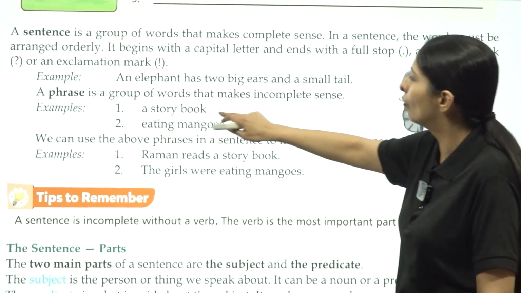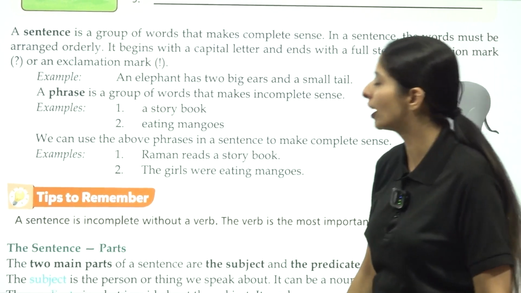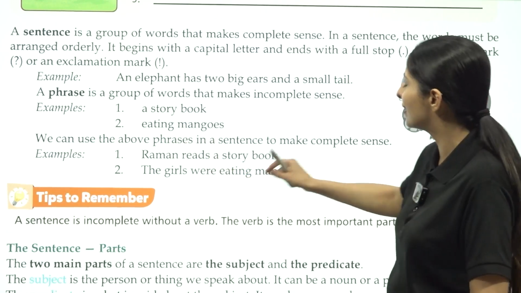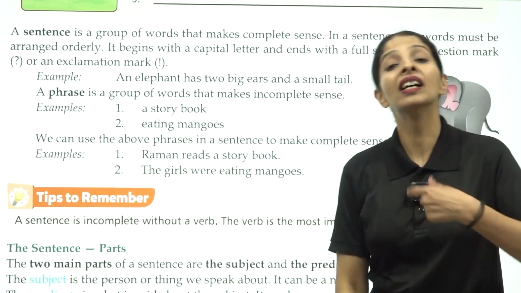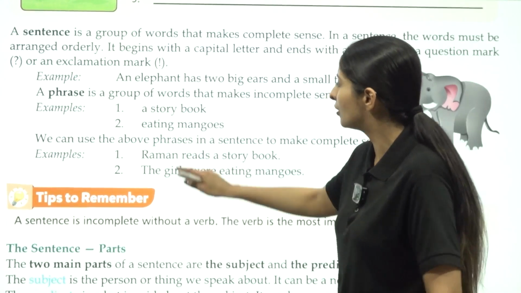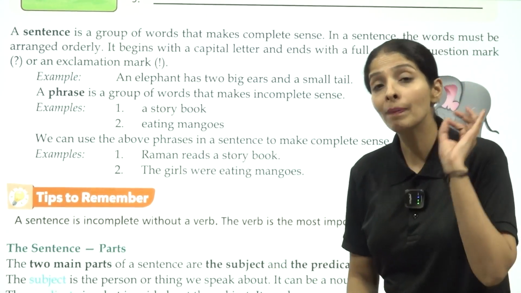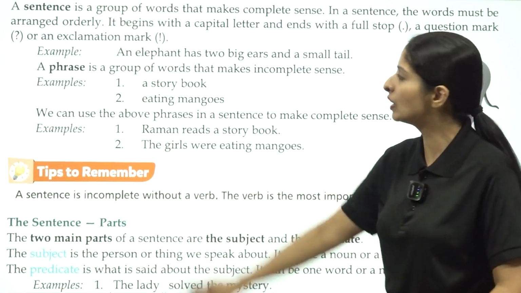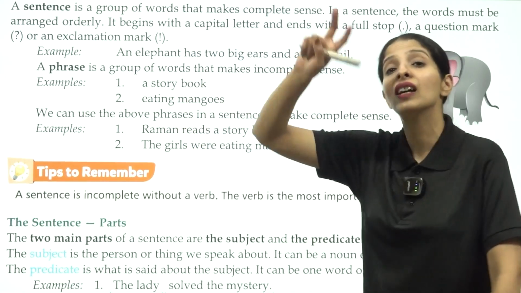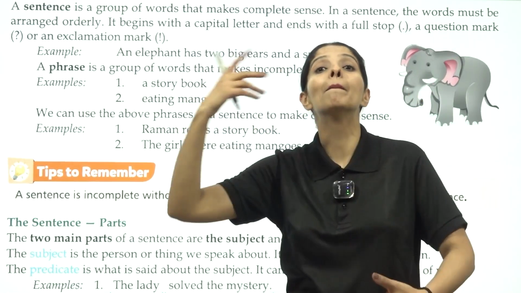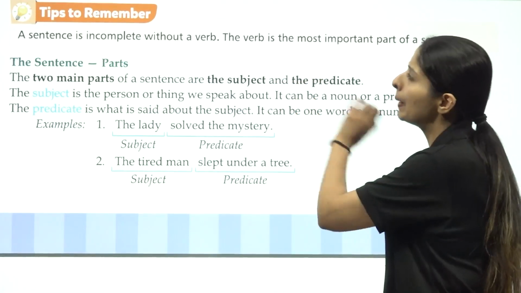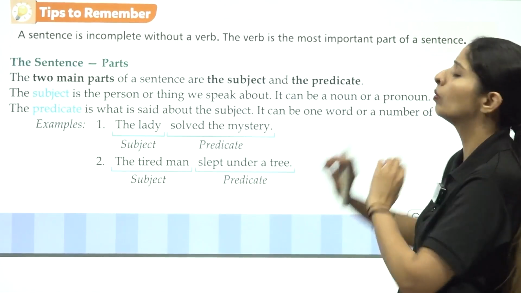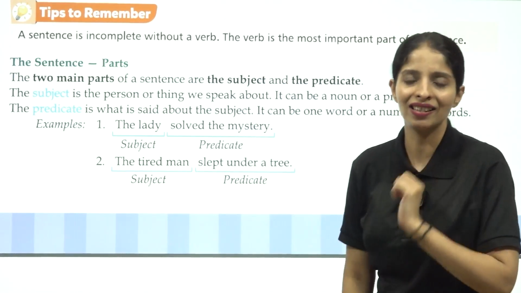A phrase is a group of words that makes incomplete sense. For example, a storybook, eating mangoes. We can use the above phrases in a sentence to make complete sense. Example: Raman reads a storybook, a complete sentence. The girls were eating mangoes. These were phrases that we use in a sentence to make it meaningful. Now, the tip is, a sentence is incomplete without a verb. The verb is the most important part of a sentence.